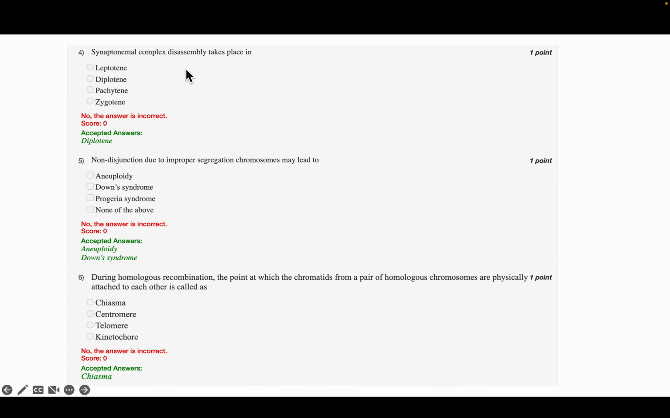Now we will come to the next question. Synaptonemal complex disassembly takes place in which stage? We have just gone through that the complex disassembly takes place in the diplotene stage.